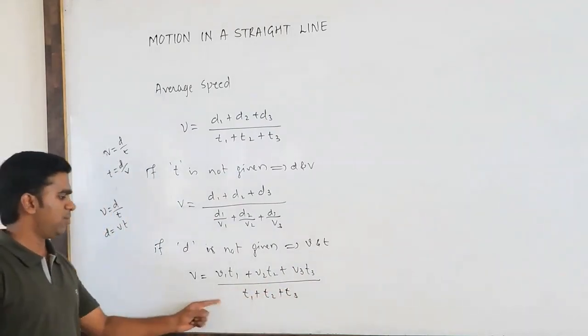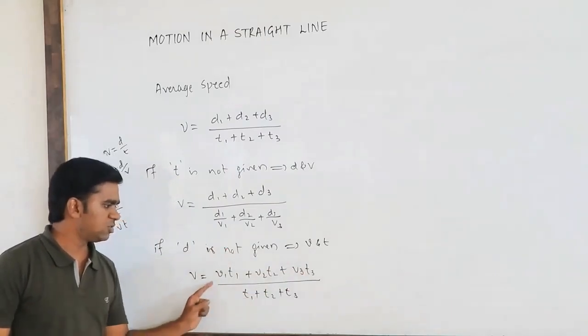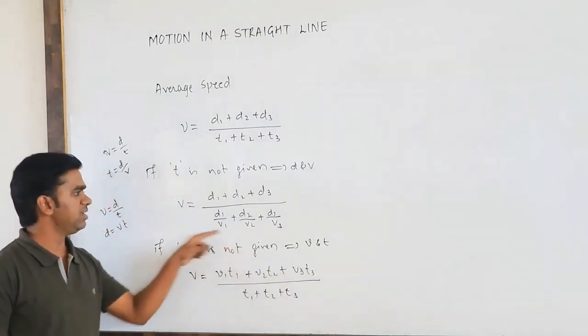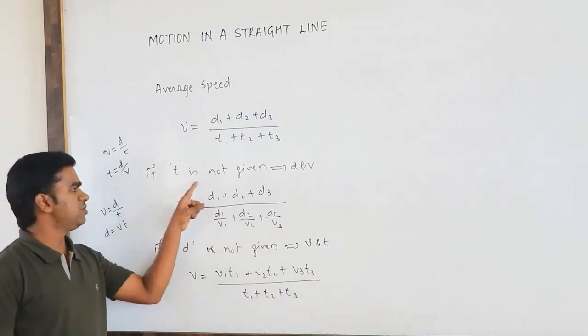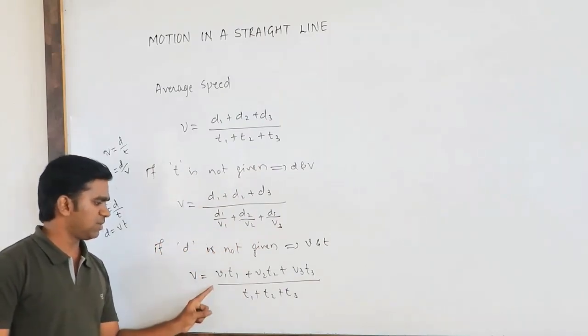If you look at the formula, anywhere in this formula there is no d. You cannot find d here. Similarly here, anywhere in the formula you can't find t. Okay. When t is not given, go with this one. When d is not given, go with this one.